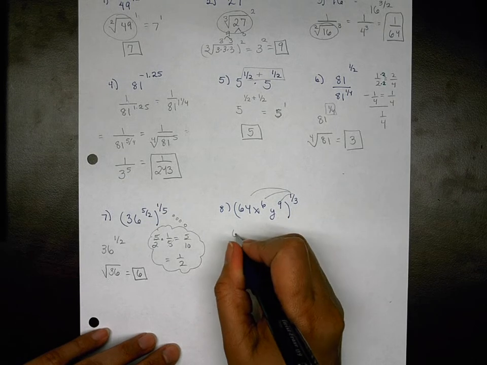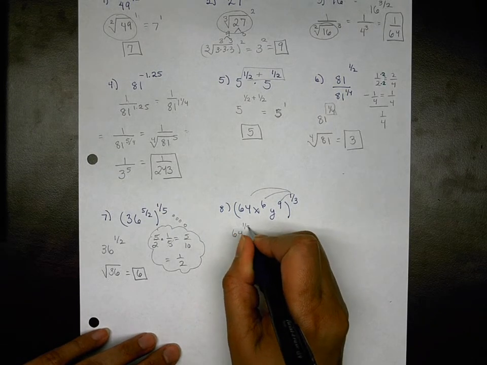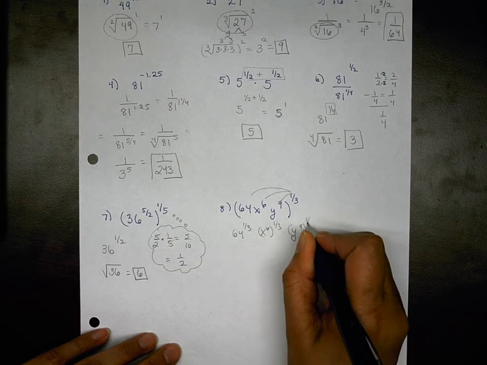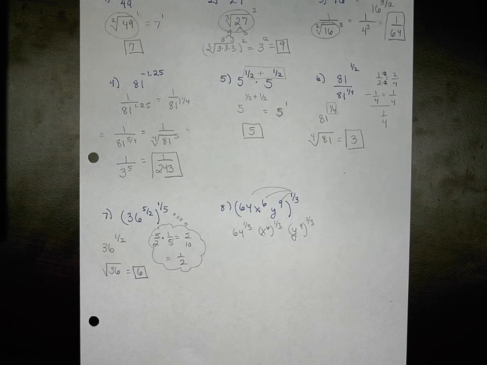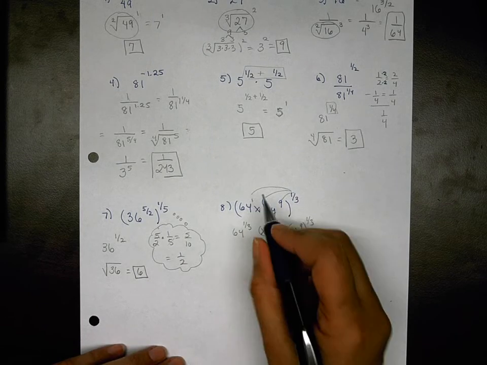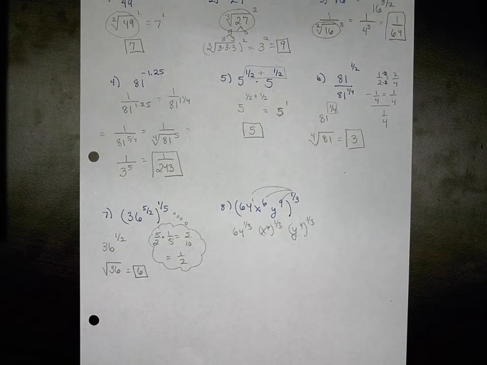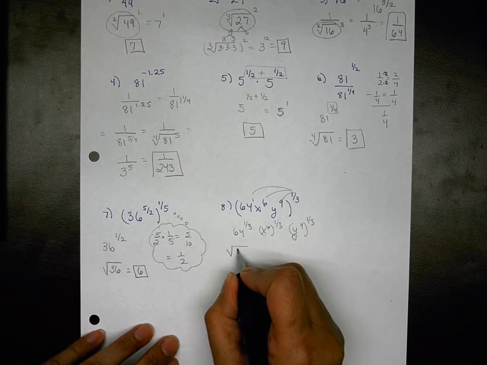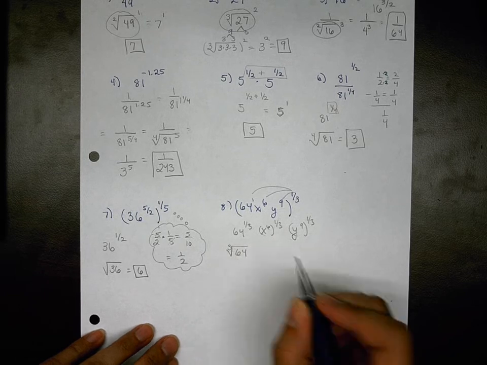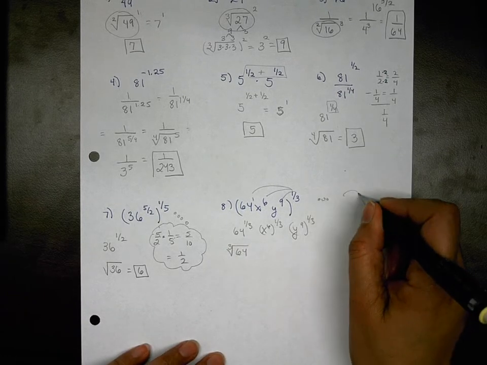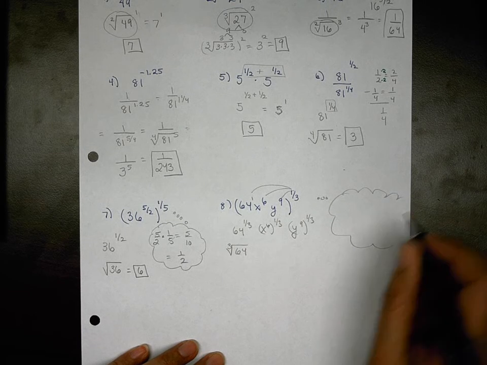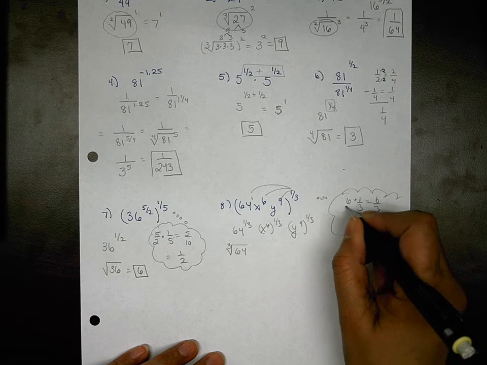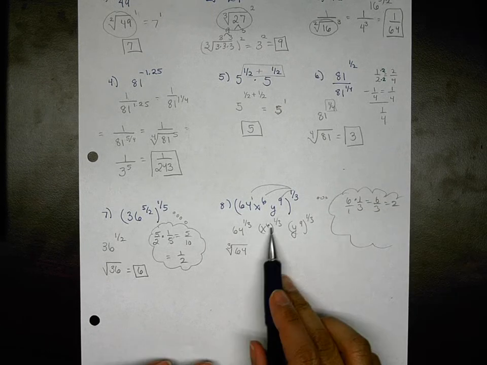it's okay to distribute. 64 to the 1/3, x to the 6th to the 1/3, and y to the 9th to the 1/3. Okay, now if you want, you could put a 1 there. 1 times 1/3 is 1/3, is what's going on there. Okay, I am going to clean this up. This becomes radical 64. The index is 3. The power is 1. It's not necessary. Over here, I'm going to multiply my fractions with whole numbers. 6 times 1/3 is 6 over 3, which is 2, or you can cross reduce.